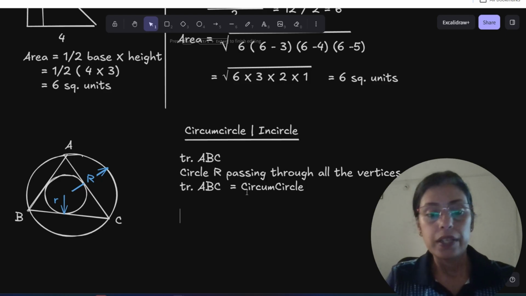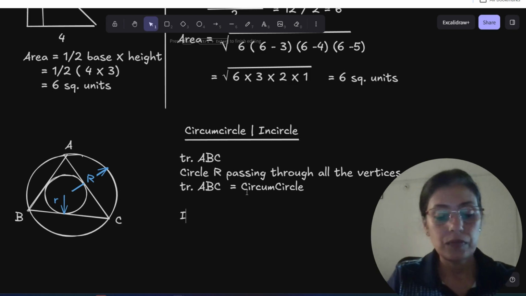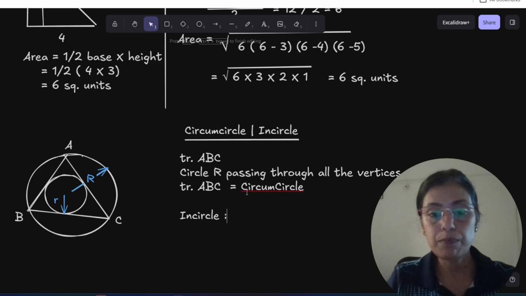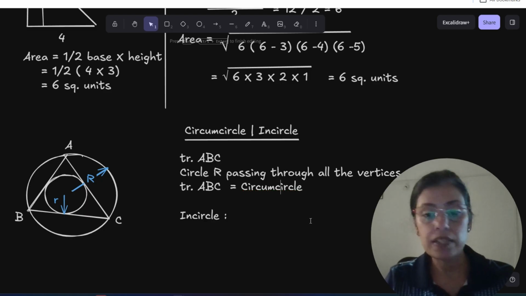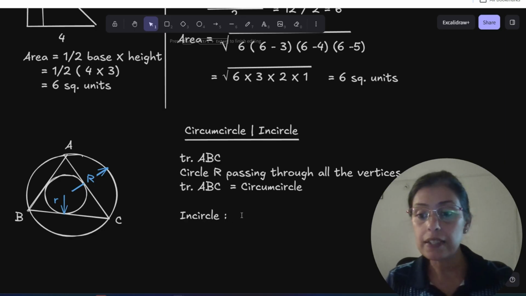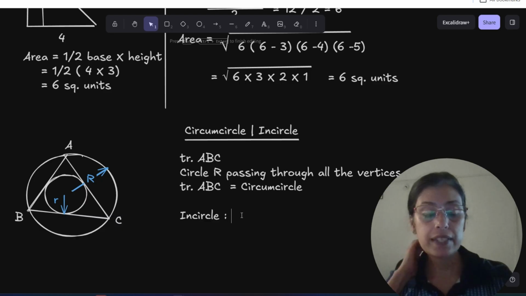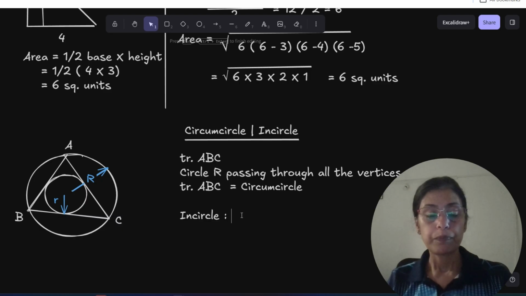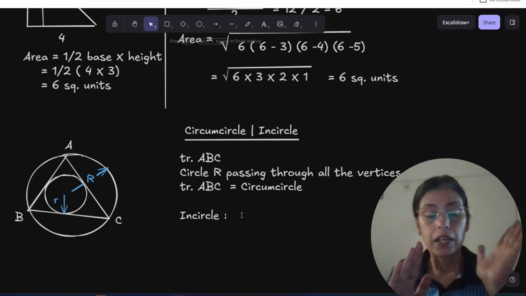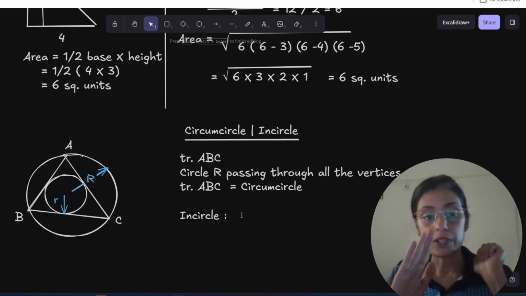Okay. Then what is incircle? So if we see a small circle here, the small circle which is inside the triangle, right? So this circle, the special property is that this circle fits completely inside the triangle, and its sides, the circle, touches each of the sides of the triangle, and it touches the sides at exactly one point.